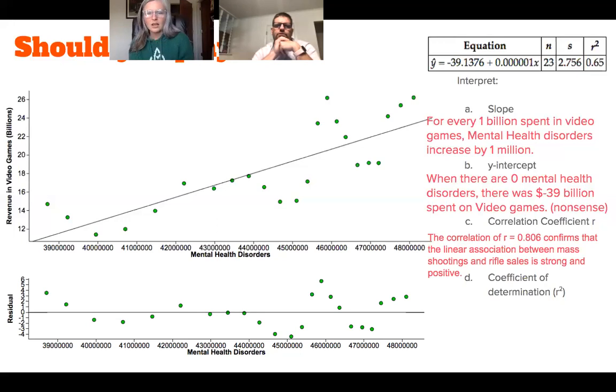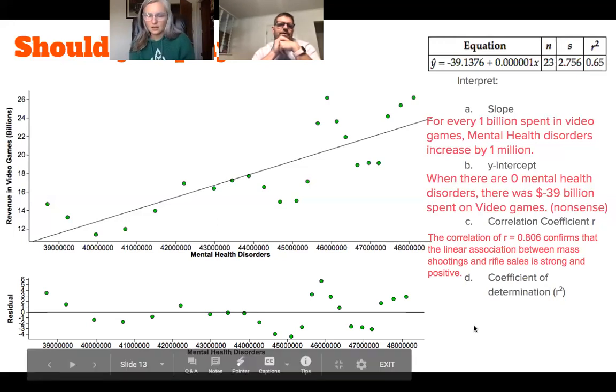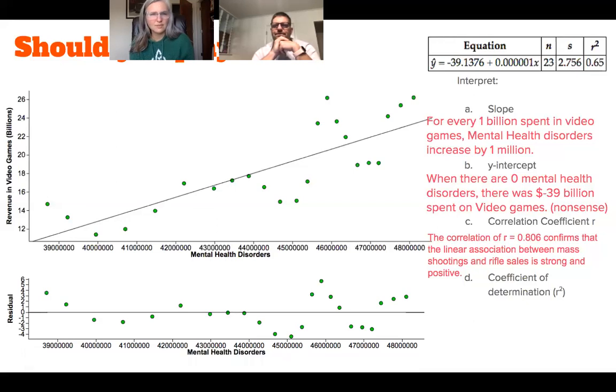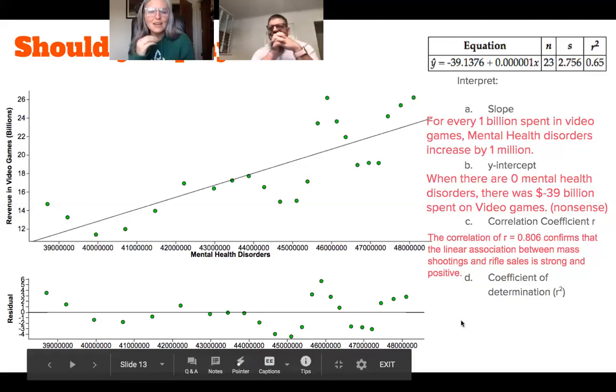Okay. I think you got the wrong stem there. It should be revenue and mental health disorders. Wow. Yeah. I think we did this last time too. Dang. The mass shootings and the rifle sales maybe has something to do with your quiz that you're going to take. Yeah, sorry.